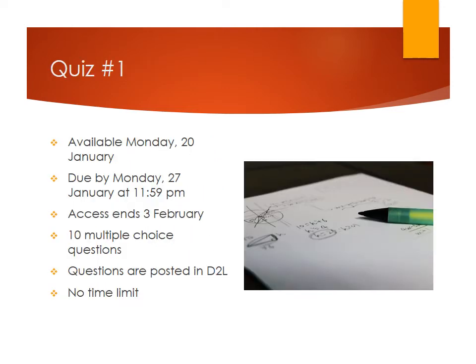You have 2 assignments this week. The first is quiz number 1. Access to this quiz starts on Monday, January 20th, and the quiz is due by 11:59 p.m. on Monday, January 27th. If you decide to use one of your 3 tokens to submit this quiz late, access to the quiz ends Monday, February 3rd.